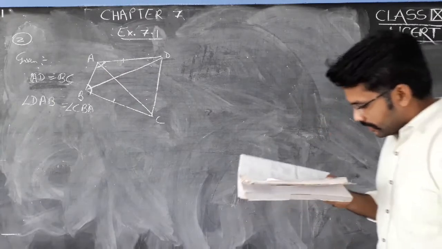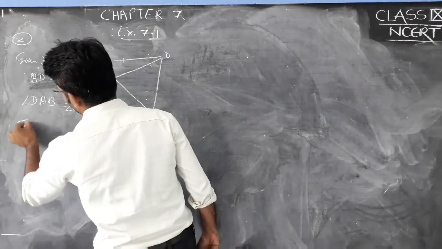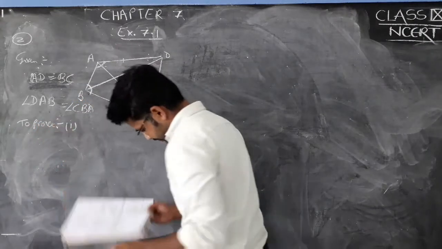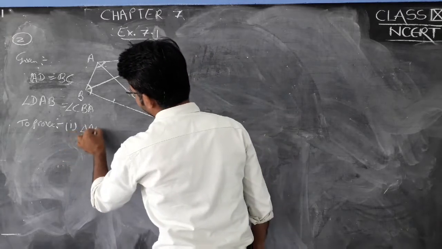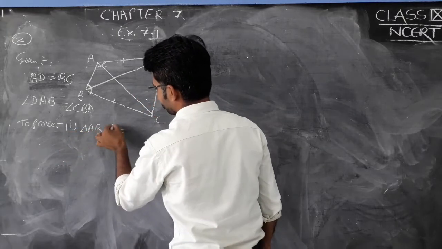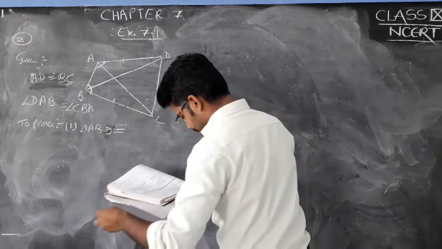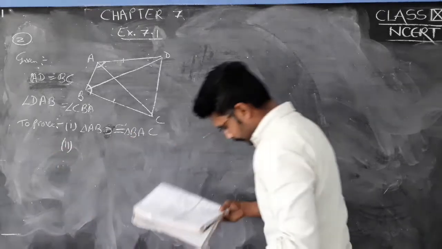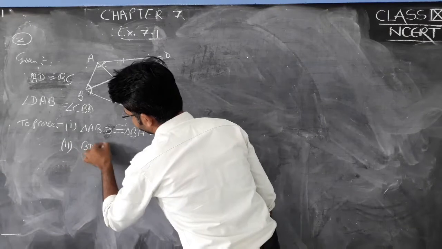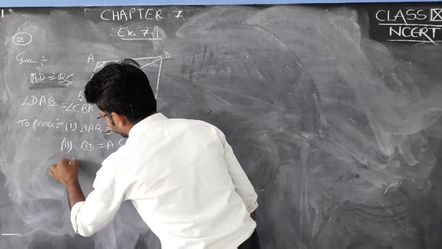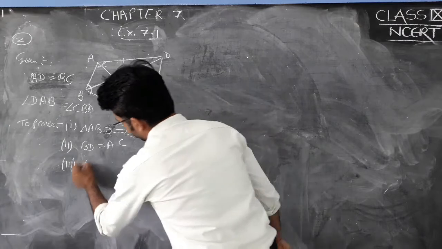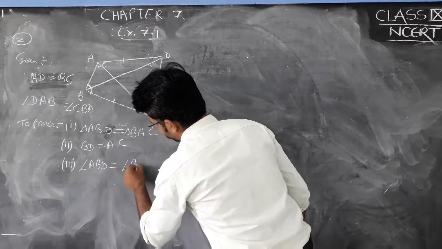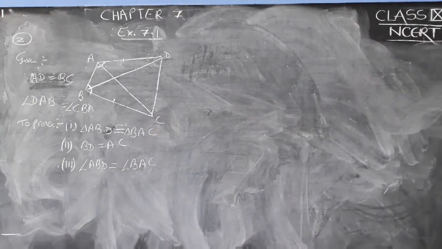Third thing, then prove that. What we have to prove: first, triangle ABD is congruent to triangle which one? Triangle BAC. Second, we have to prove BD equals AC. And third part that we have to prove is angle ABD equals angle BAC. So these three things we need to prove.